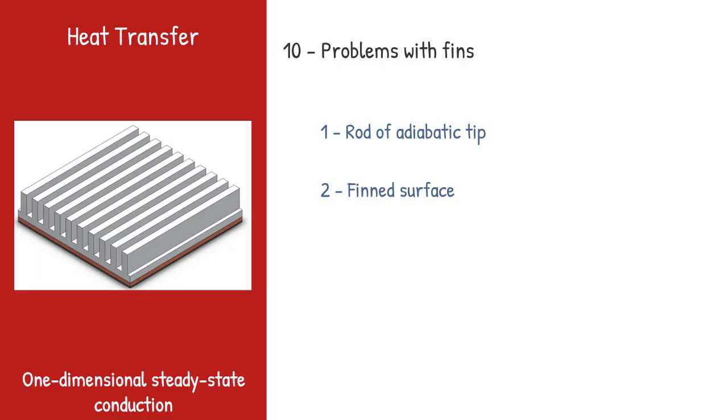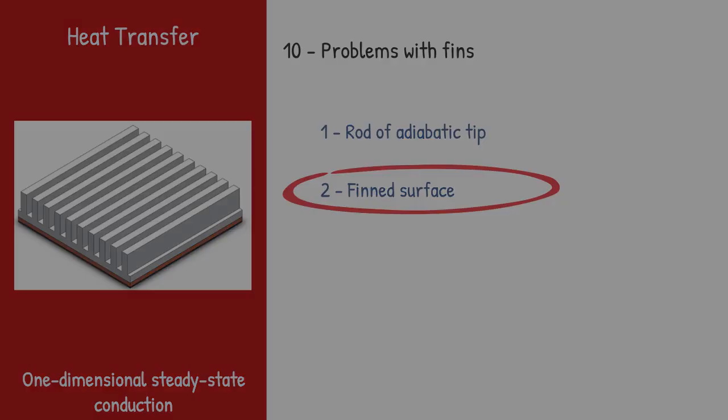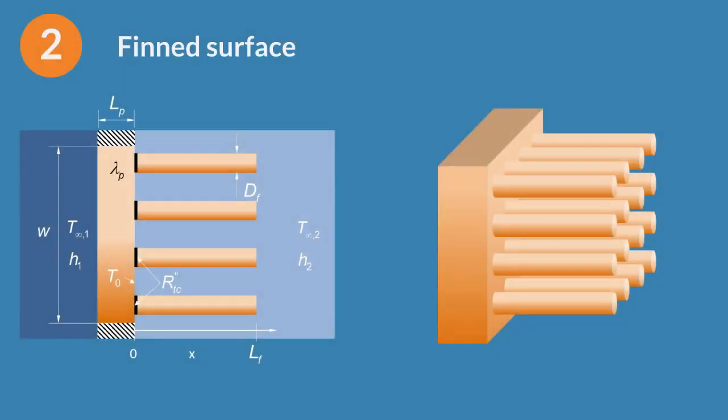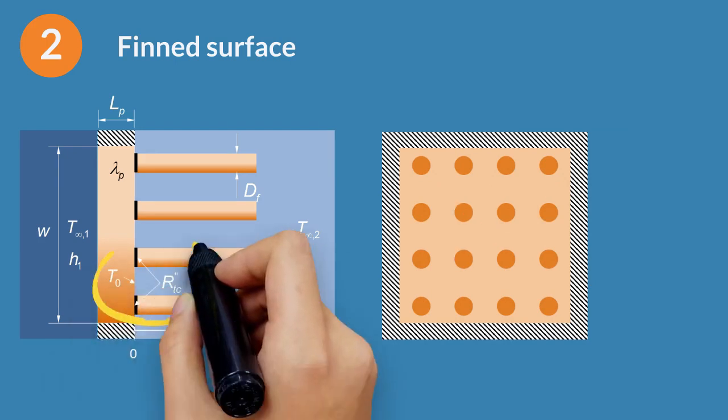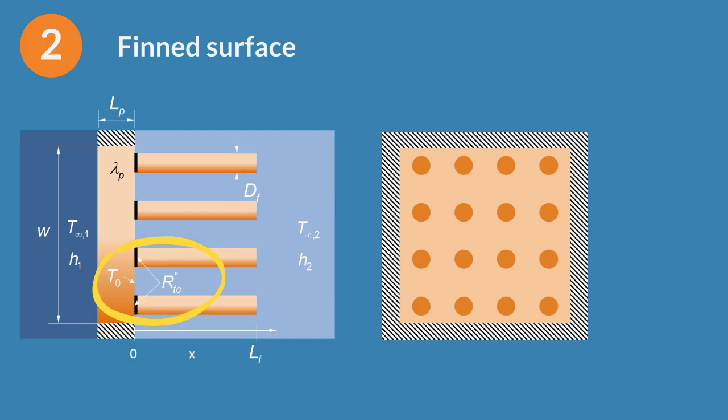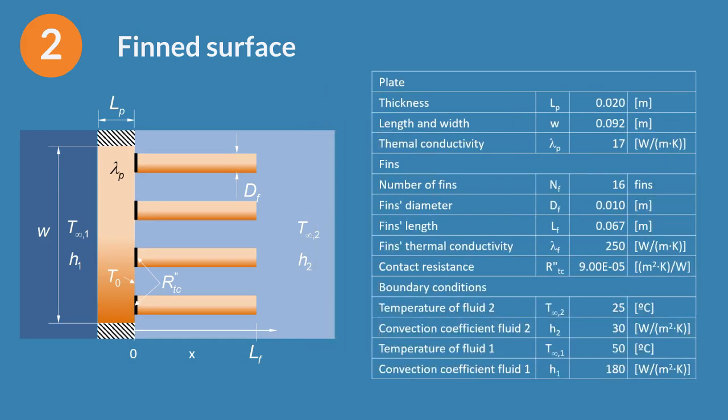Let's do an exercise with a fin surface. It consists of a heat sink placed between two fluids at different temperature. The left hand is a plane surface in contact with fluid 1. The right hand is a fin surface with 16 fins regularly distributed in contact with fluid 2. Fins are cylinders of diameter df. These fins have a contact resistance in the base. The data for the completion of the exercise are given in the table.